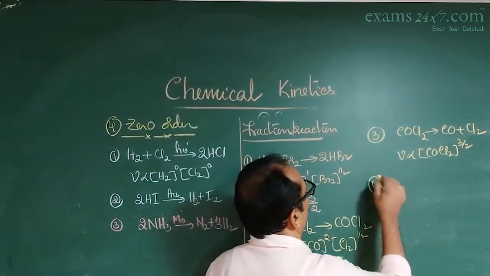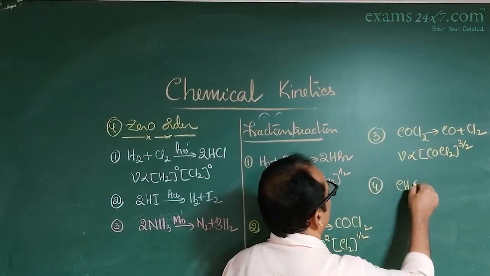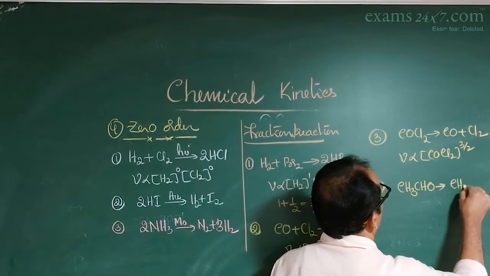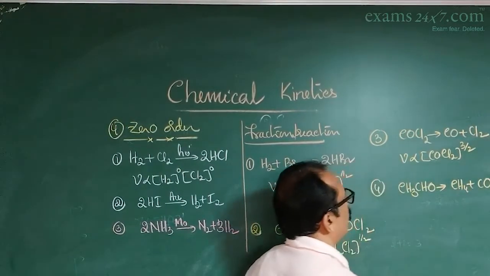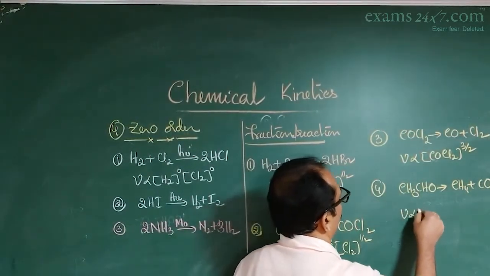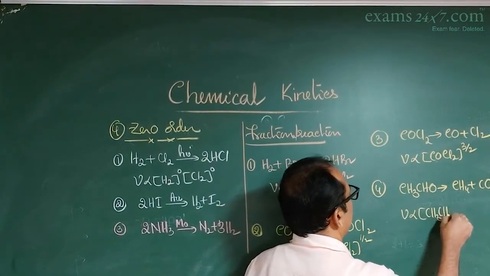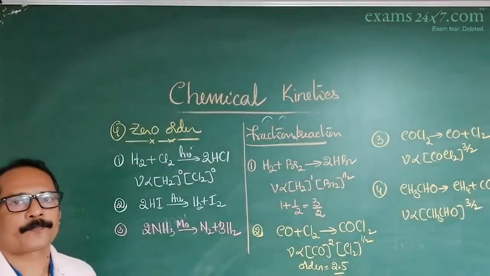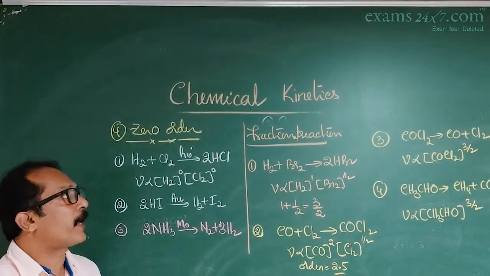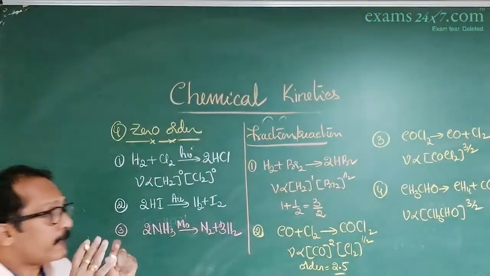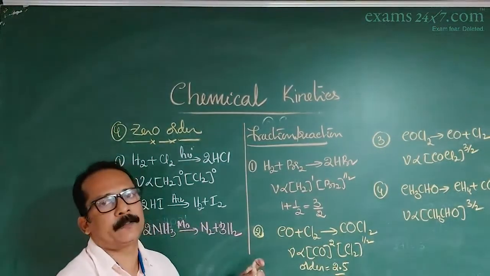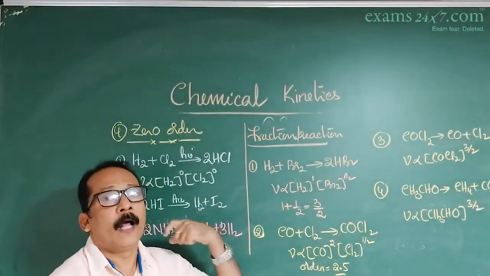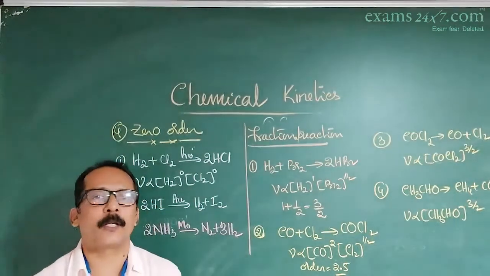One more, decomposition of acetaldehyde, CH3CHO. Acetaldehyde undergoes decomposition to give methane, liberating carbon monoxide. So the rate law is rate proportional to CH3CHO raised to 3 by 2. The order of the reaction is 3 by 2. So these are examples for fractional order reaction, and you should know these examples. Next, about pseudo first order reaction.